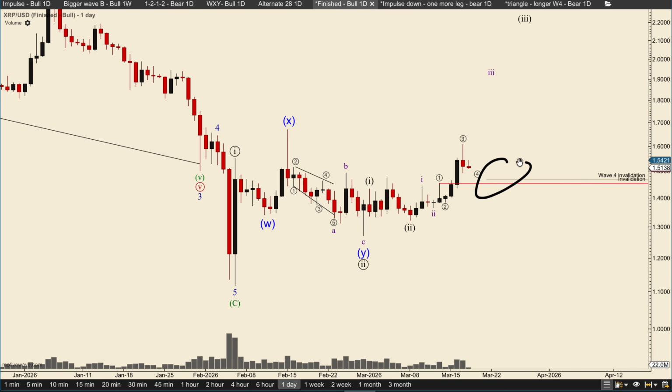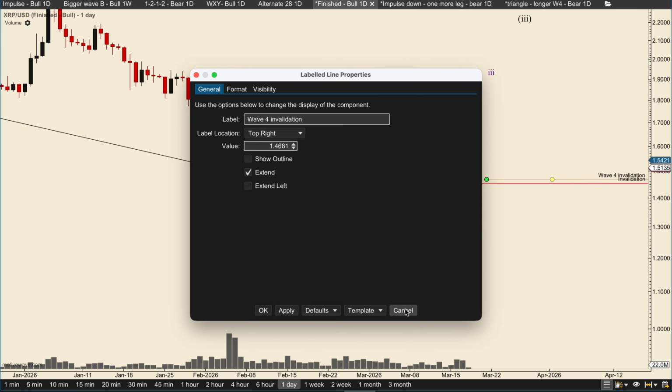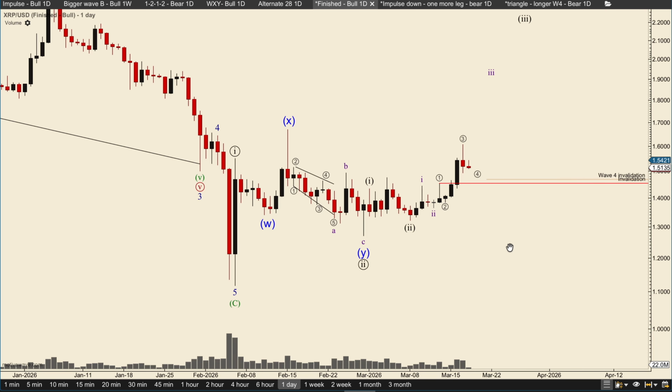But main thing to take into consideration, check this wave 4, and if it is hitting this, it is a high probability that we are also taking out this invalidation for the bulls.